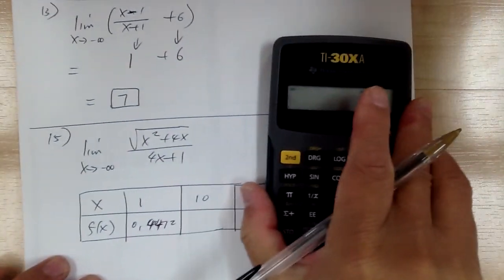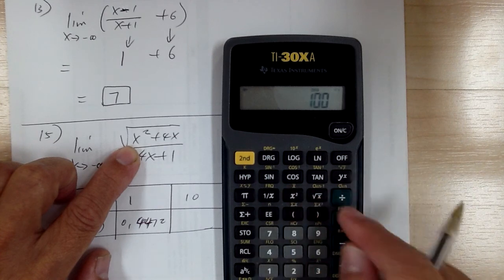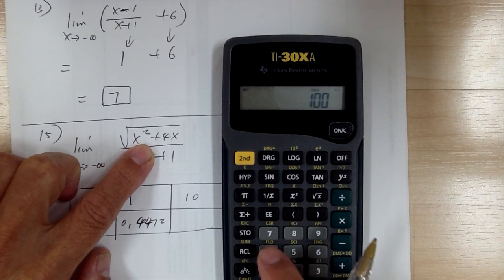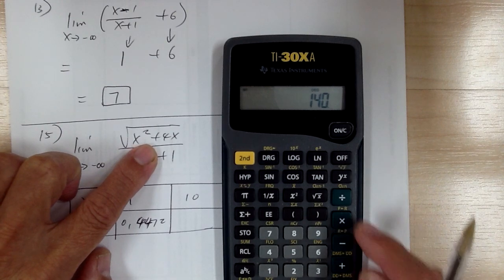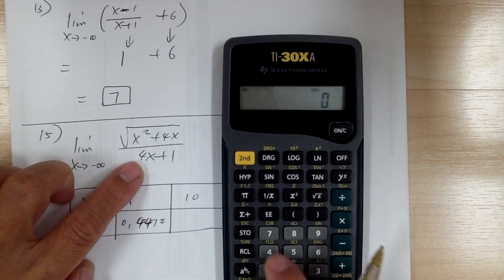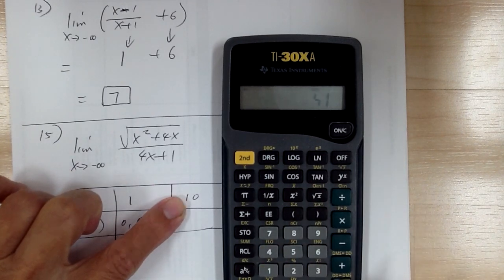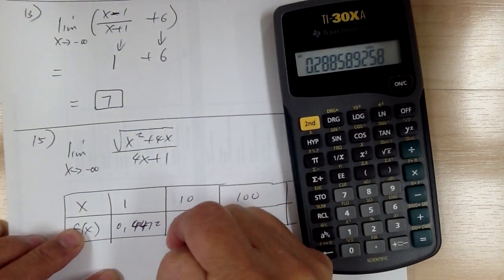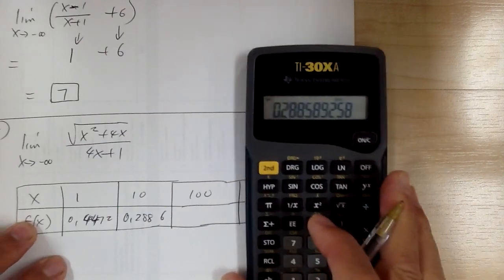Okay, so you do the same for 10. Again, use a lot of parentheses. So 10 squared plus 4 times 10, closing parentheses. Make sure you push equal and take the square root, divided by, I can use parentheses, 4 times 10 plus 1, closing parentheses, equal. So you're going to get 0.2886.